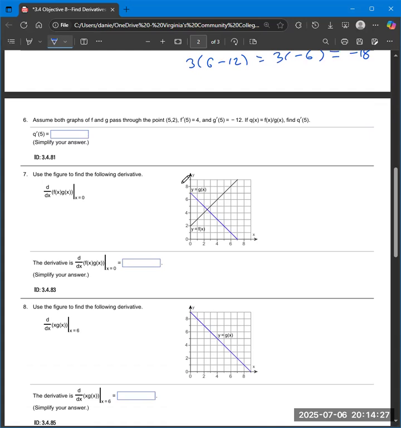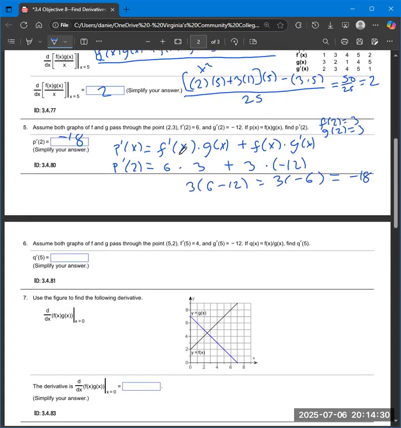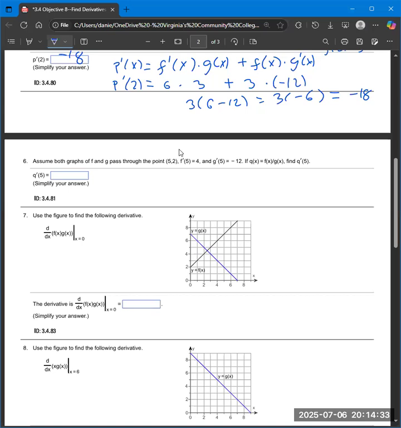Assume both graphs f and g pass through 5, 2. And f prime of 5 is 4, and g prime of 5 is negative 12. And q of x is f divided by g, so q prime of x is f prime of x times g of x minus g prime of x times f of x, all over g of x squared.